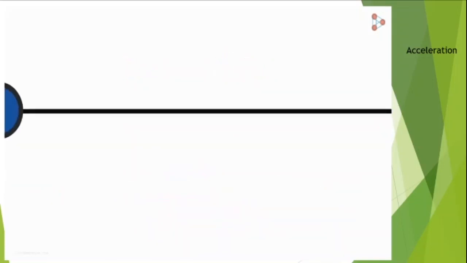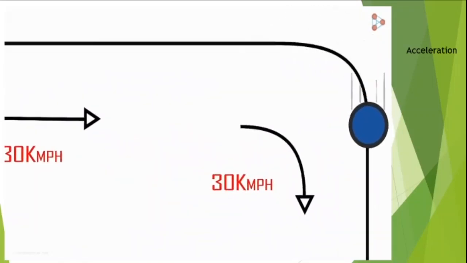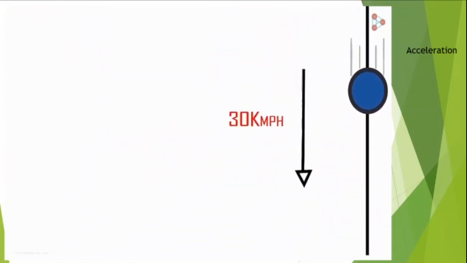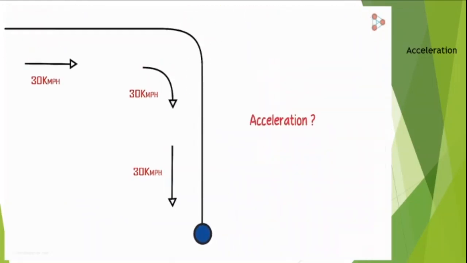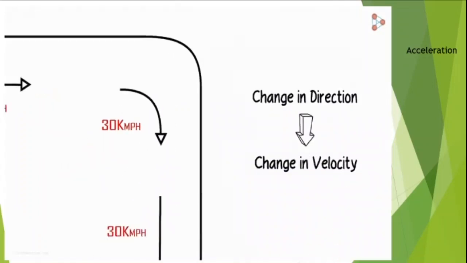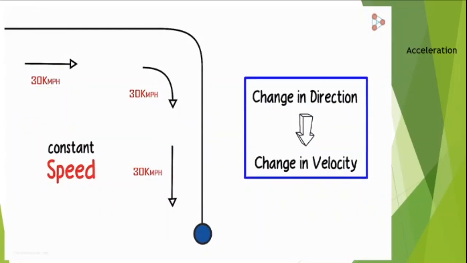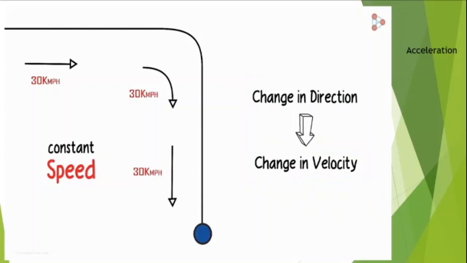In another scenario, assume that a body is moving at 30 kilometers an hour, and then it moves right at 30 kilometers an hour, and continues traveling at the same speed of 30 kilometers per hour. Will there be acceleration in this case? The answer is yes. As the direction is changing, the velocity will also change. The only thing constant in this example is speed, but the velocity changes as the direction changes. So this was the most important concept you had to know about acceleration. It will exist only when there is a change in velocity.